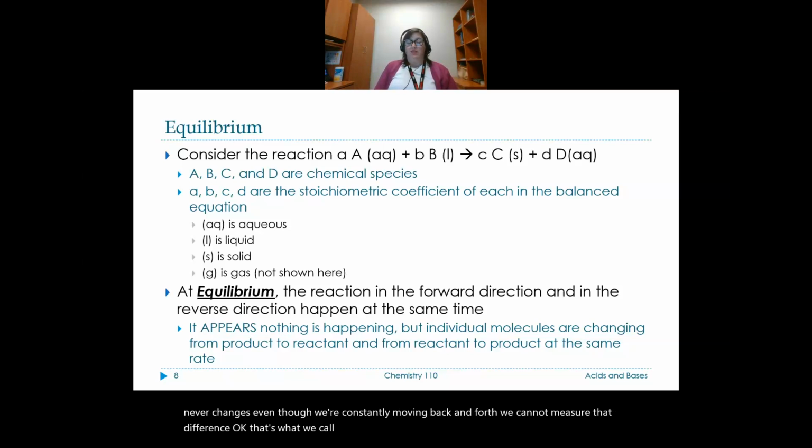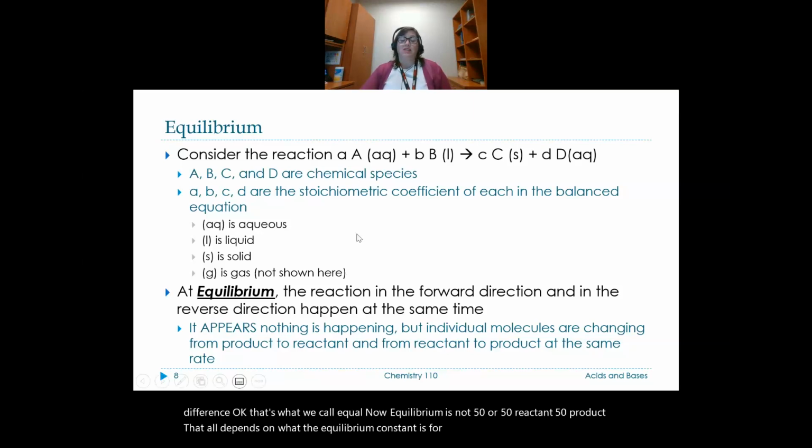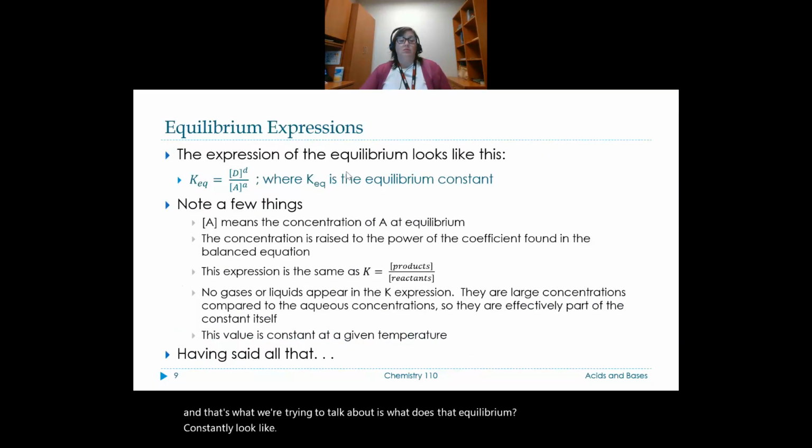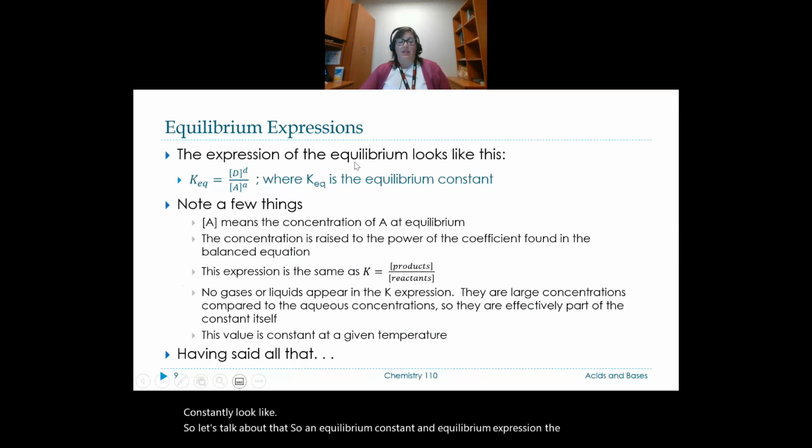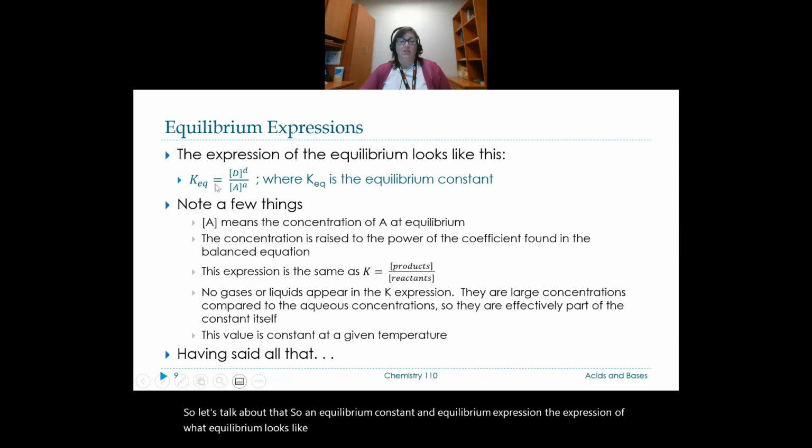Now, equilibrium is not 50% reactant, 50% product. That all depends on what the equilibrium constant is for that reaction. And that's what we're trying to talk about: what does that equilibrium constant look like? So let's talk about that. An equilibrium constant, an equilibrium expression, the expression of what equilibrium looks like, is called Keq. And it's equal to the concentration of those species raised to their stoichiometric coefficients.